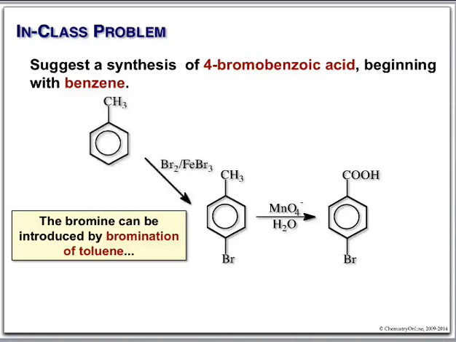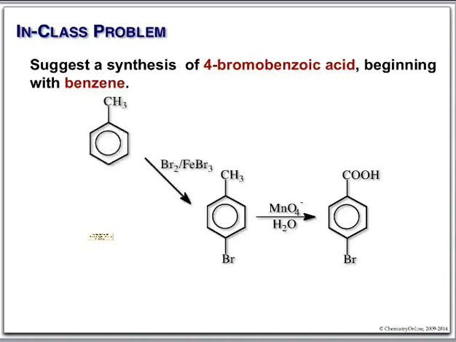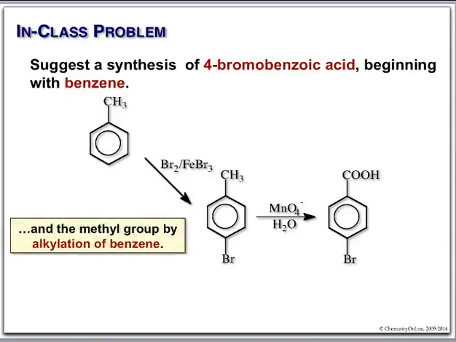Now remember, we're starting with benzene, so how do you make toluene? Friedel-Crafts reaction, right? So all we have to do is take benzene, alkylate it, something like chloromethane with aluminum chloride. So pathway number 1 here, we methylate, we brominate, and then we oxidize.